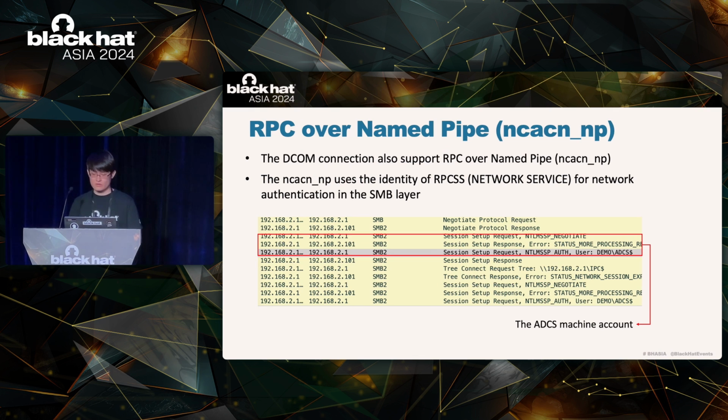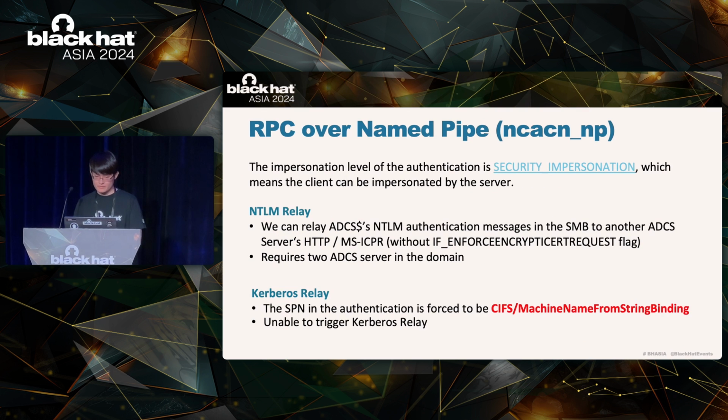The DCOM connection also supports RPC over named pipe. The RPC over named pipe uses the SMB protocol as the transport protocol, and it uses the machine account for authentication in the SMB layer. The impersonation level of the authentication is security impersonation, which means the server can impersonate the client. So we can perform NTLM relay to the HTTP endpoints or MS-RPRN in another ADCS server, but we still need two ADCS servers. And Kerberos relay still won't work in RPC over named pipe.